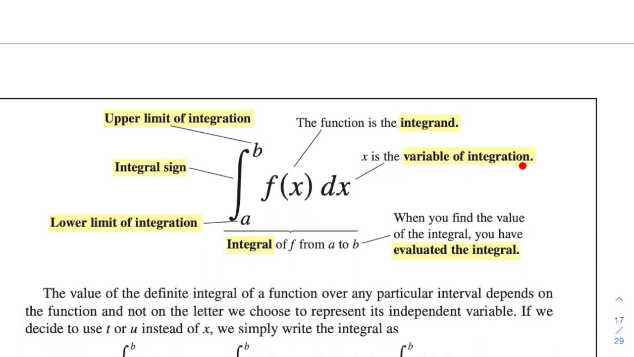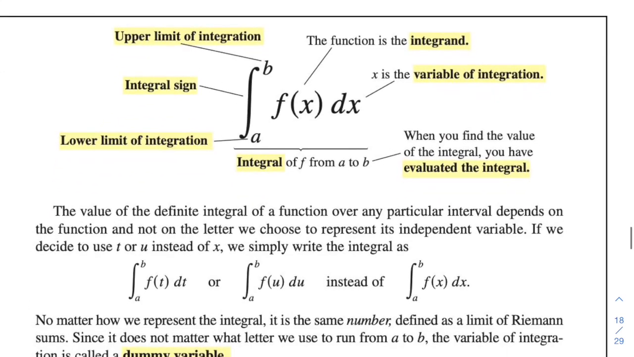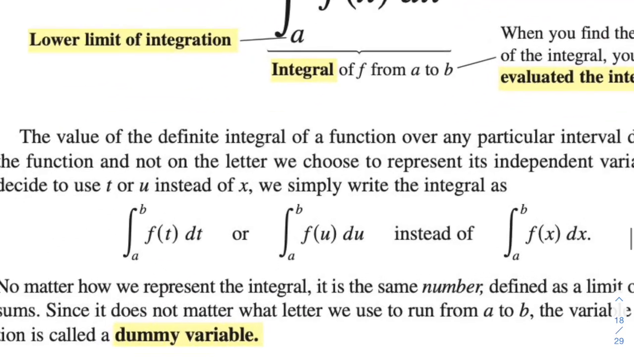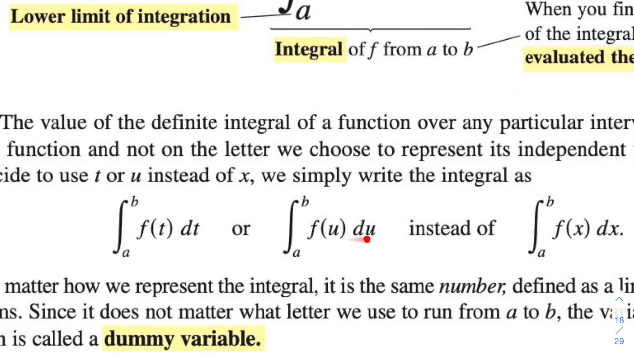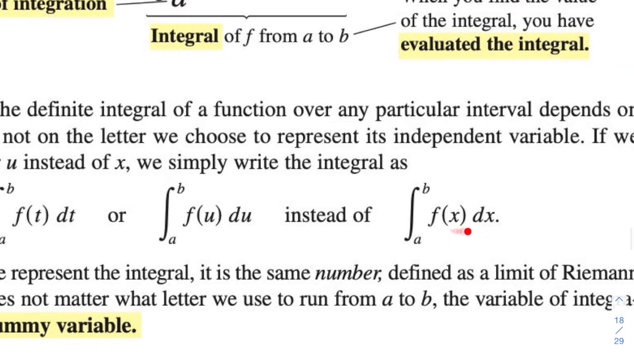x is the variable of integration, so that's why it's a dx, not a dy. You can do dy, by the way. That would change this to be f of y, all right? And when you find the value of the integral, you have evaluated the integral, okay? Here, if you were doing f of t, it would be dt. If it was f of u, it would be du. And if it was f of x, it's dx. Again, it could be y as well.